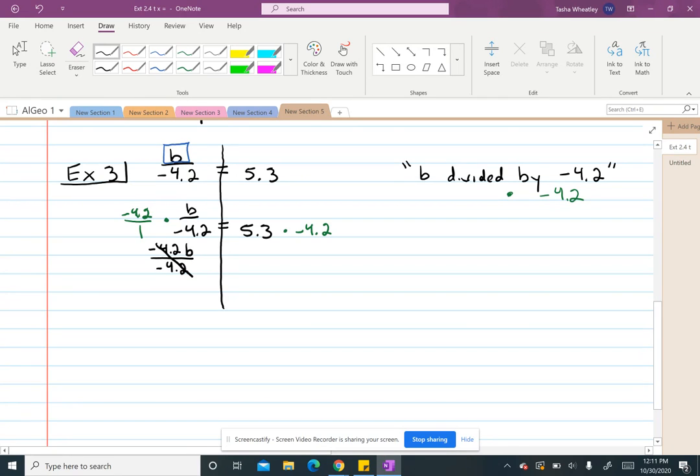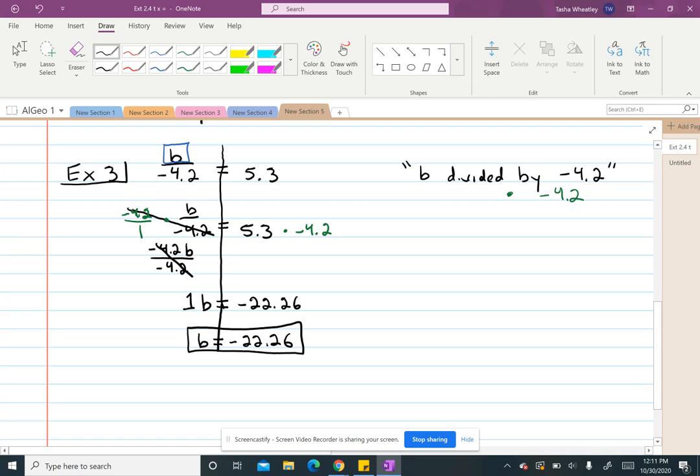So you could show this step or you could cancel it out in this step above, as long as you understand why that's happening. And so the answer from that actually becomes 1b. And then you multiply the other side. So 5.3 times negative 4.2 equals negative 22.26. And then just as before, we know 1b is the same thing as just b, and that would equal negative 22.26.